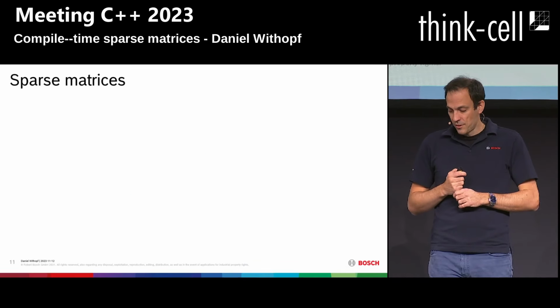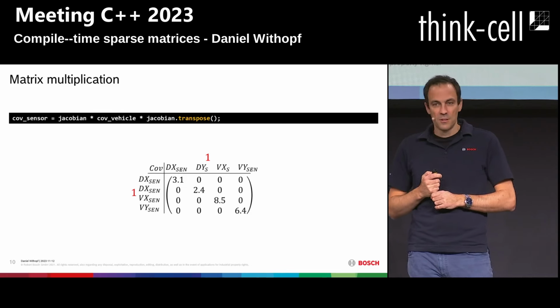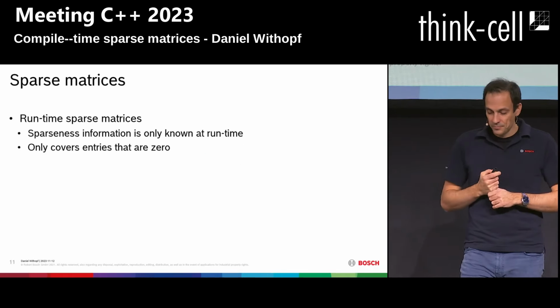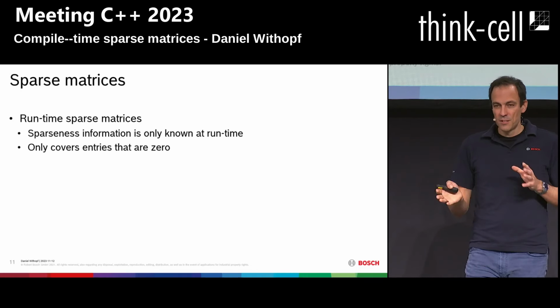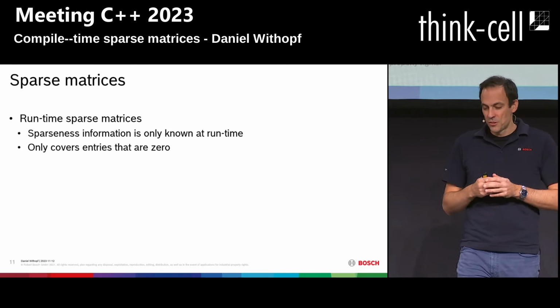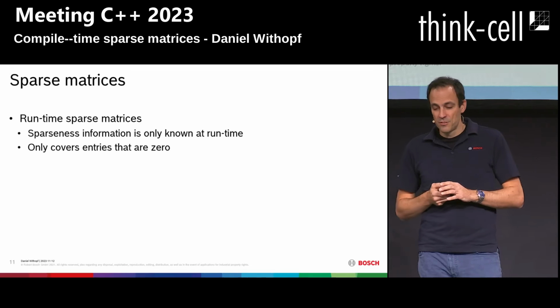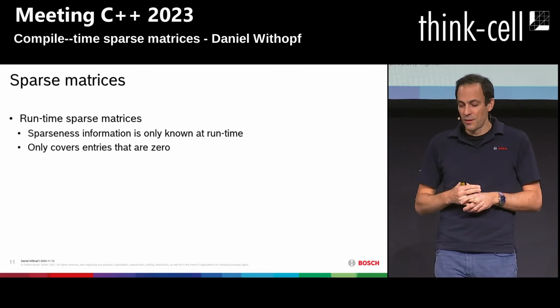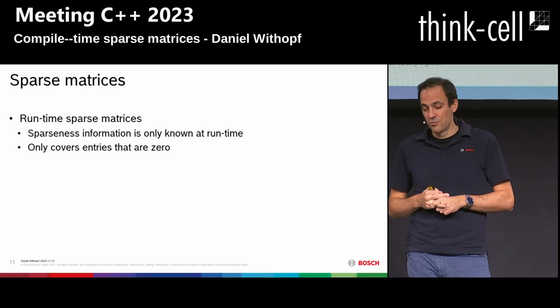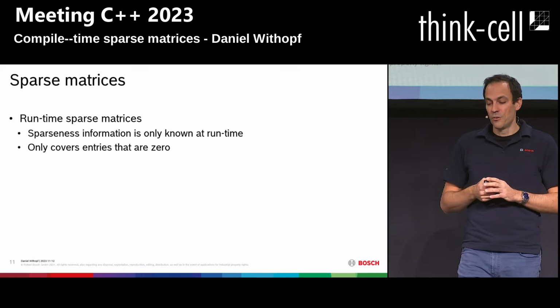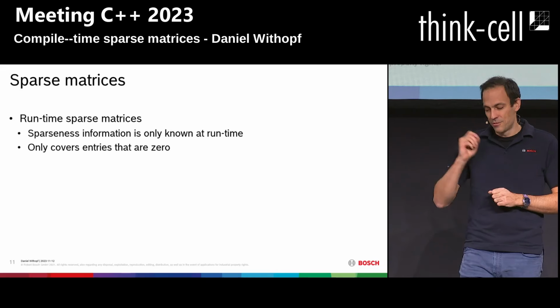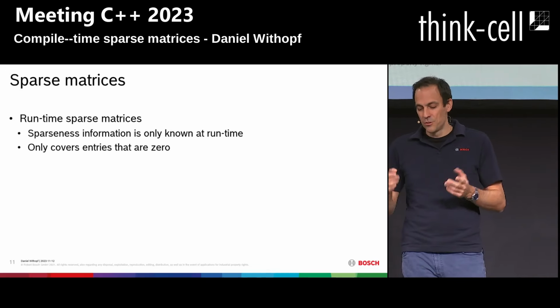Good, so much for the recap. Now let's move on to the new content, sparse matrices. For sparse matrices, it's probably important to distinguish between two different kinds of matrices. What most people probably think of when they hear sparse matrices is runtime sparse matrices, where the sparse information is only known at runtime. That's what you usually have.